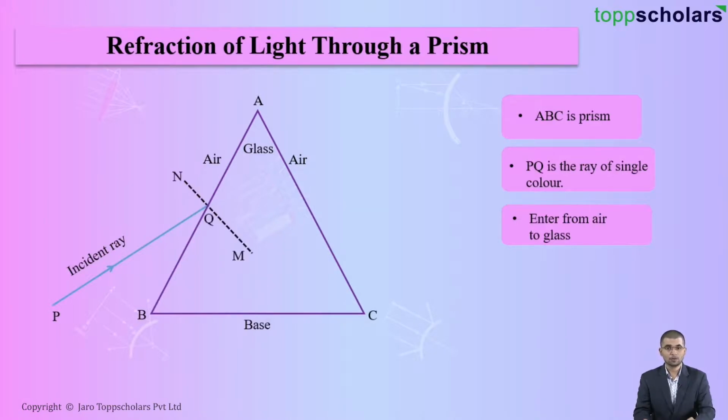is a normal. After drawing normal, can you please tell me, students, the light ray, when it travels from rarer medium to denser medium, will it bend towards the normal or away from the normal? Yes, it will bend towards the normal and you get a refracted ray QR.